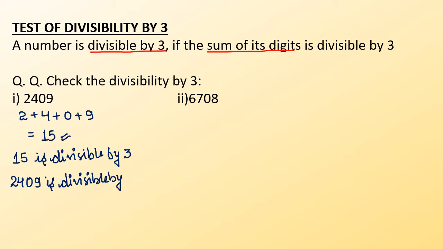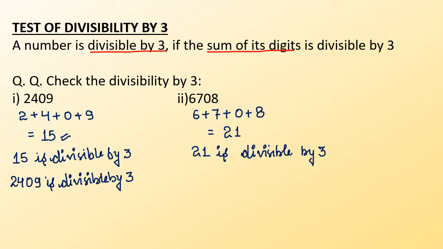Now in the next number 6708, we have to add these digits. So 6 plus 7 plus 0 plus 8. 6 plus 7 is 13, 13 plus 0 is 13, and 13 plus 8 will be equal to 21. Now again we know that 3 sevens are 21, which means 21 is divisible by 3. So if the sum is divisible by 3, which means 6708 is divisible by 3.